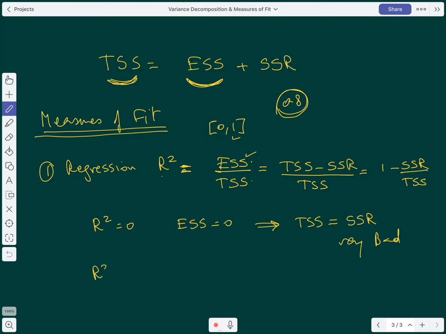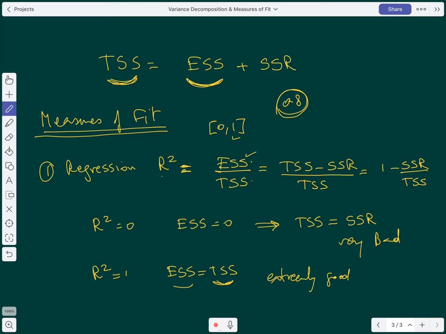The other extreme is that R squared is equal to 1. That means ESS is equal to TSS, or my model is 100% explained by the x's I have. This is extremely good, right? And it doesn't happen in real life. If R squared is very good, we usually get something like 80%. It's very hard to get 100%.